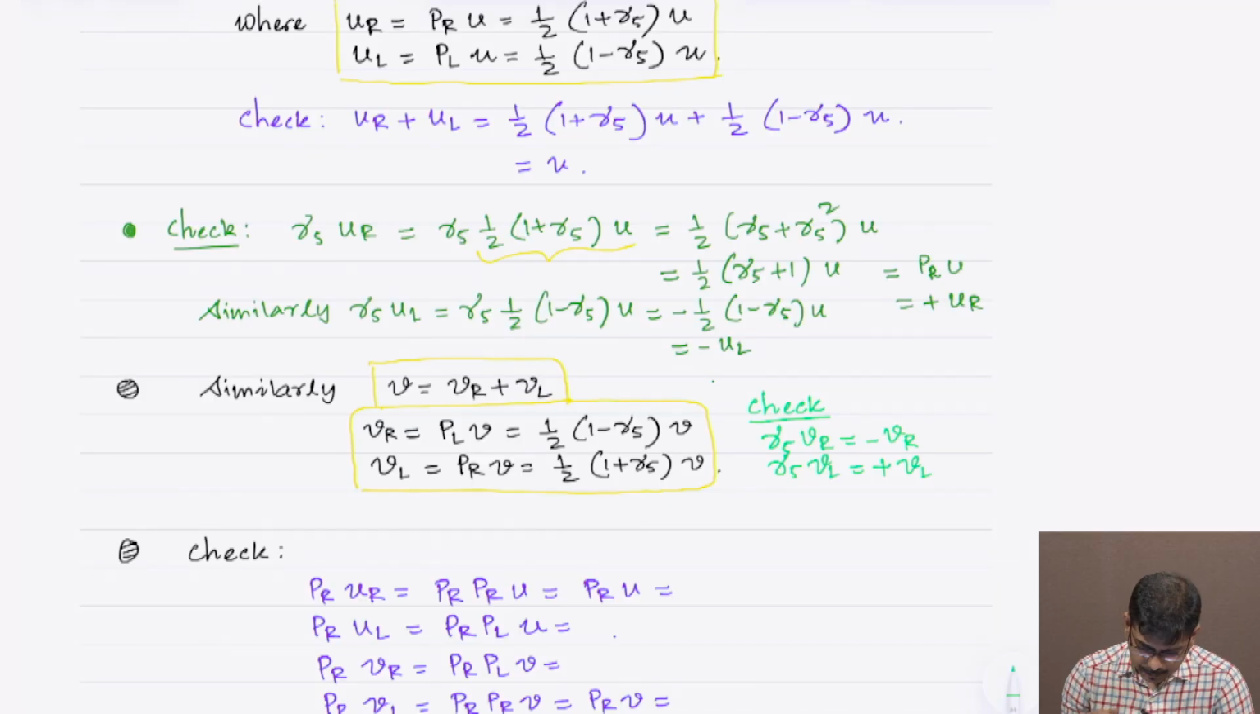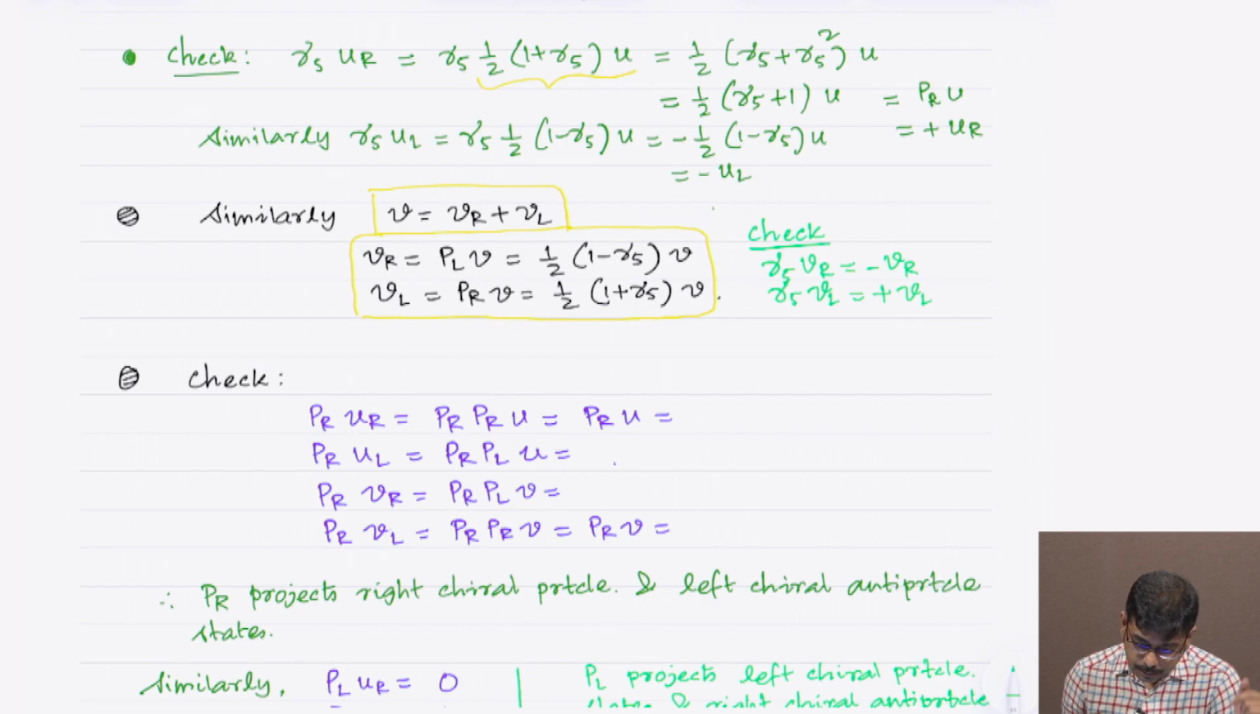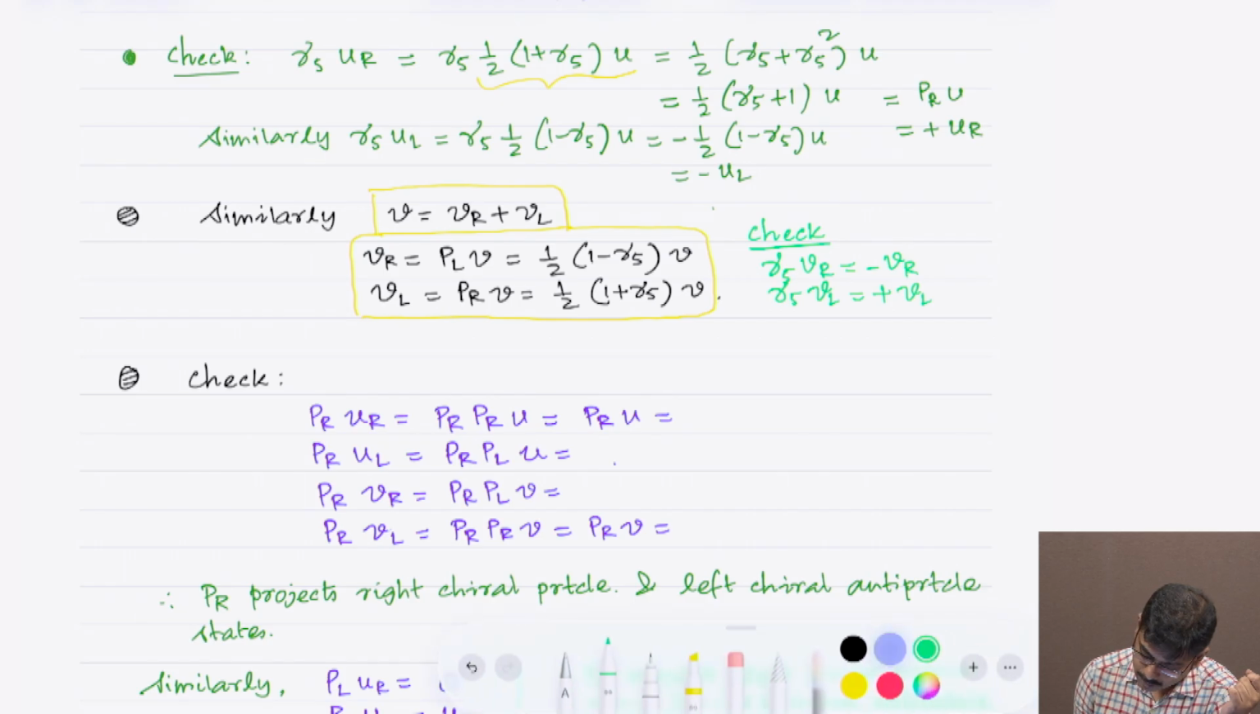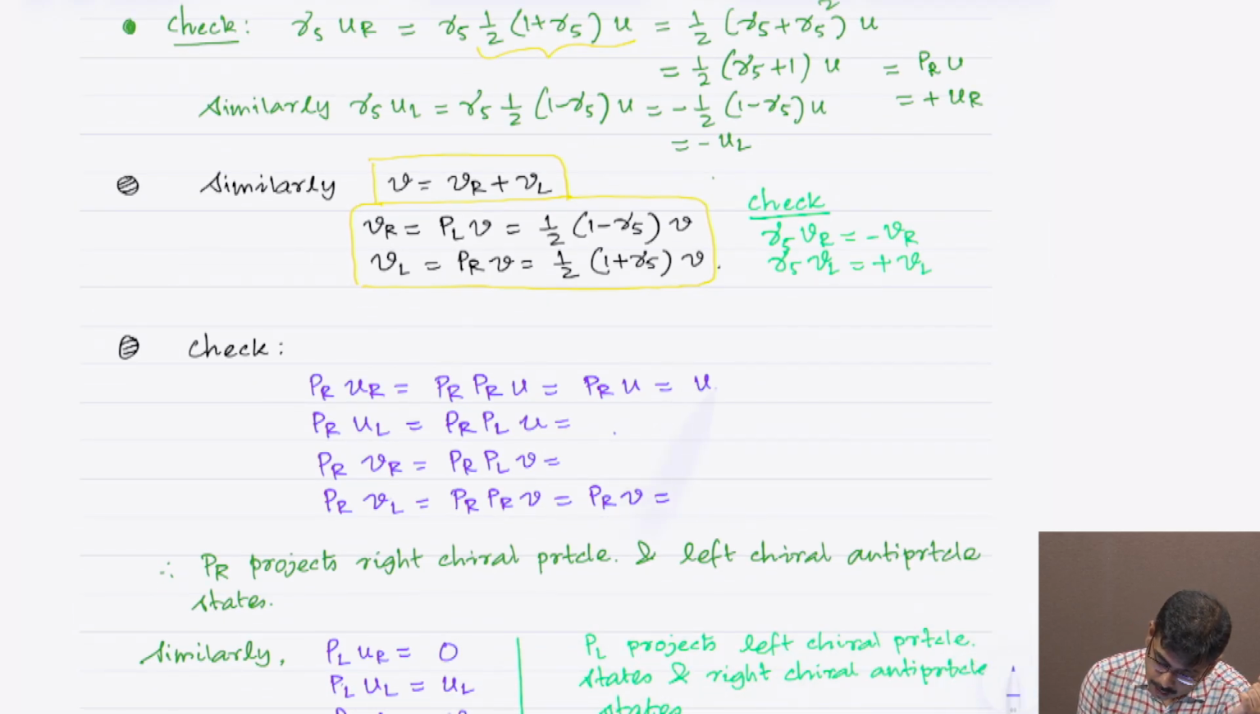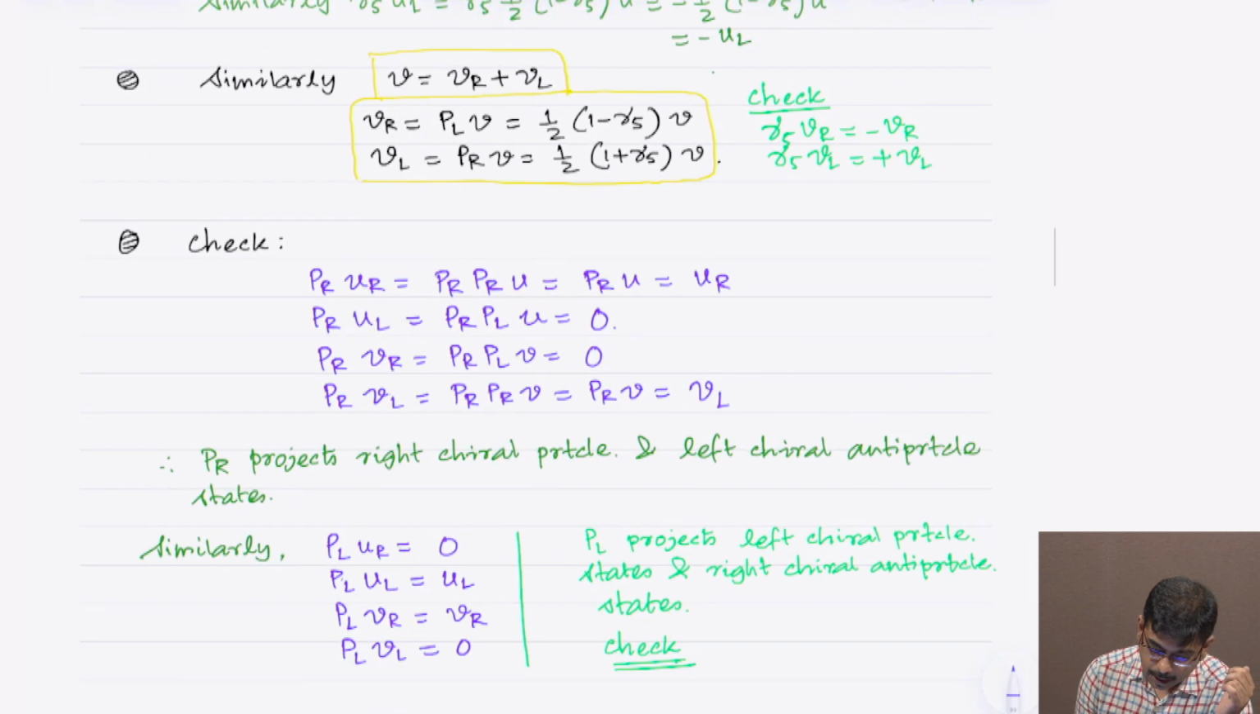We can also see that PRUR will be what? PRUR, UR is PRU anyway, and PR square is PR, right. So, PRUR is essentially once again UR. PRUL, this is PRPLU. What was PRPL? This will actually annihilate. So, this is going to be 0. So, similarly, PRVR is going to be 0, and PRVL is going to give you PRV, which is actually VL. So, this also means that PR projects the right chiral particle and left chiral antiparticle states.